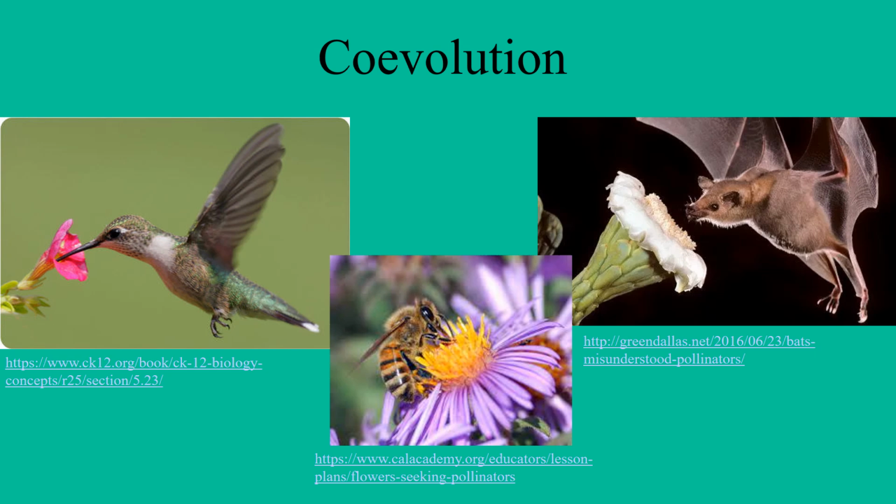Coevolution is evolutionary change in 2 species that rely on each other, like pollinators and the flowers that they pollinate. So hummingbirds are going to use flowers that have developed a long tubular shape. They'll feed on the nectar from the bottom, and this ensures that some of the pollen gets on their beak and gets transferred to the next one.